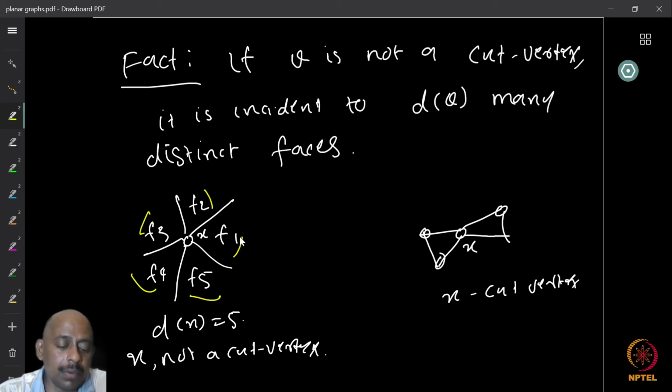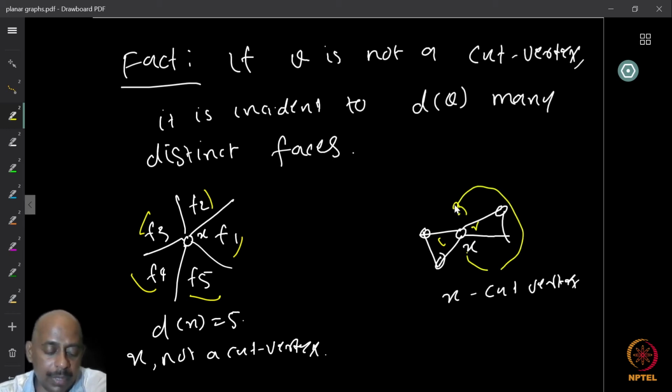If one of these two faces is the same as the other face, then the vertex will be a cut vertex. That is the observation. Okay? You can think about why. On the other hand, if x is a cut vertex, you may not have this property. For example, the degree here is 4, but there are only 1, 2, and 3 faces, right? Because this side and this side are part of the same face only.